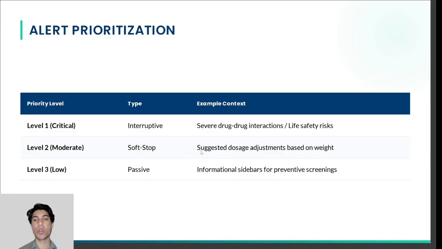Then there are the level 2 moderate or soft stop alerts. These are suggested dosage adjustments, for example, based on weight or height. These decisions need to be made, but they are not urgent. They do not interrupt the normal workflow of the clinician, but they are important. Then there are level 3 or passive alerts. They are basically just informational sidebars for preventive screenings. They are not that important, just suggestions from our systems. So these are the three levels of alerts that we use in clinical decision-making systems.